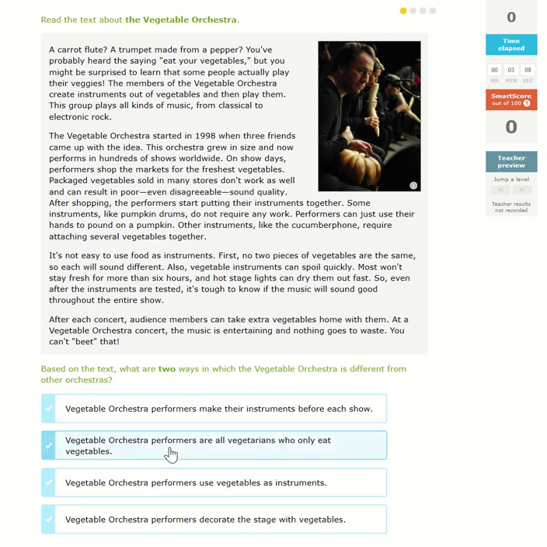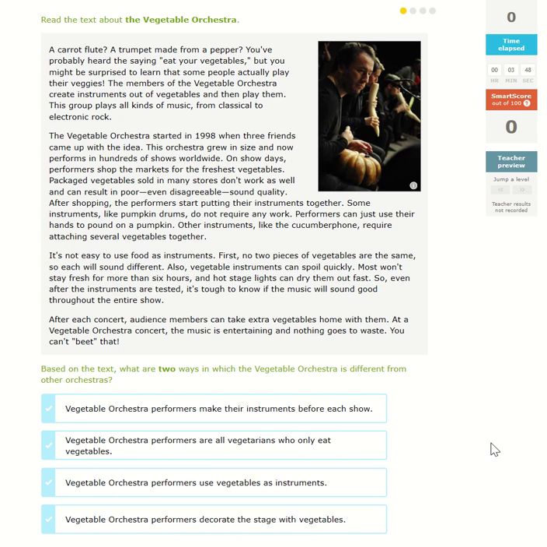Okay? So one of them is vegetable orchestra performers make their instruments before each show. Man, I'm intrigued. Vegetable orchestra performers are all vegetarians who only eat vegetables. Vegetable orchestra performers use vegetables as instruments. This is going to be an interesting text. I can feel it. Vegetable orchestra performers decorate the stage with vegetables. Okay, so if we hear about any of these things in this article or this text, then most likely they're the right answer. So let's read it.